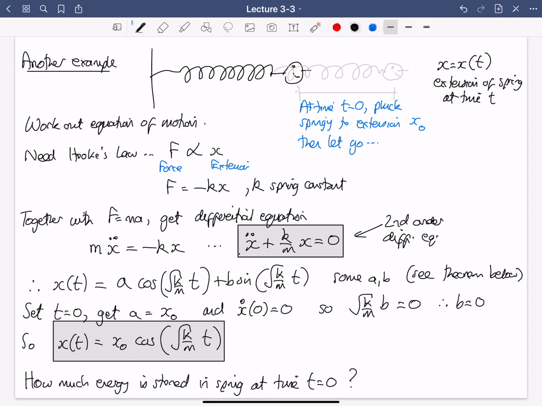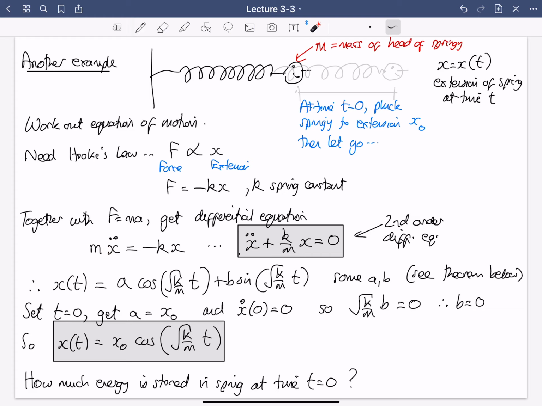I should have said all along what m is, so let me just fill that in. M is the mass of the head of springy. And I'm assuming that the mass of the spring itself is negligible. I'm treating springy as being a point mass concentrated at its head. I was using m all the way through, but I didn't say what m was. M is the mass of the head of the spring.